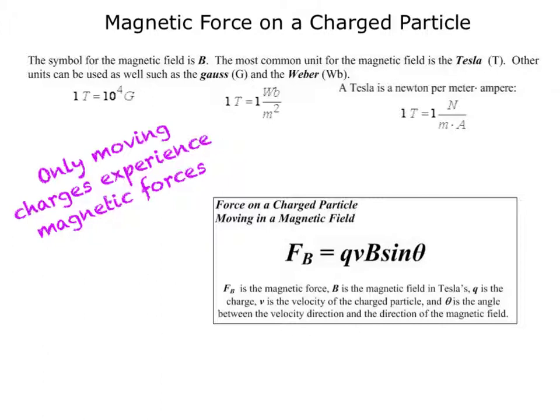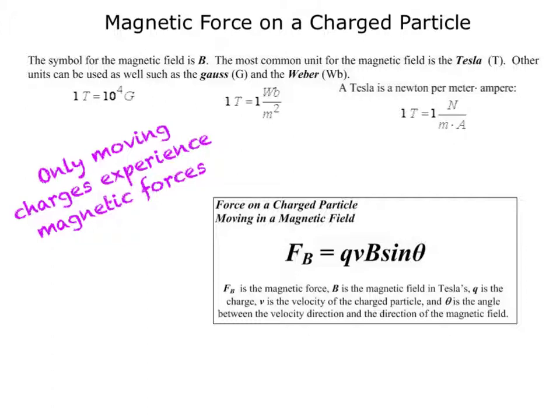Then we start talking about magnetic forces. We start by talking about magnetic forces on charged particles, because that lays the groundwork for us to be able to talk about magnetic forces in current carrying wires later on. What we have to keep in mind is that only moving charges experience magnetic forces. You could put a stationary charge in a magnetic field and it's not going to experience any force. Only a moving charge will experience force in a magnetic field.